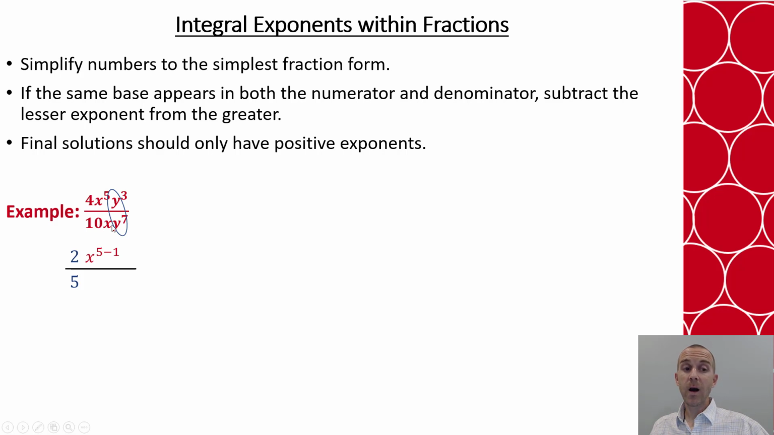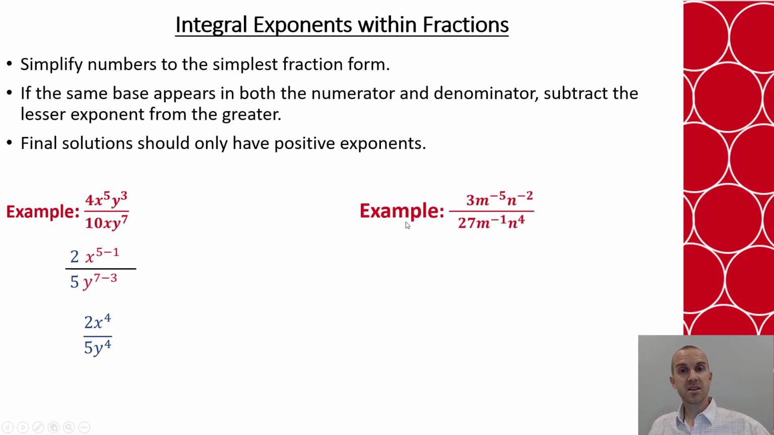Then I look at my y's. And I say I've got a 3 in my numerator, a 7 in my denominator for the exponents. The 7 is greater, so I'm going to do 7 minus 3 in the denominator. This will simplify then to 2x to the 4th over 5y to the 4th. And everything is positive for my exponents here, so I'm in good shape.